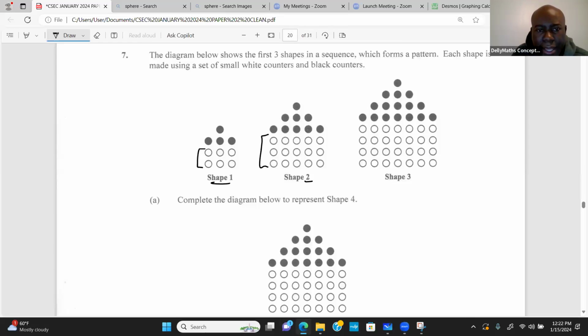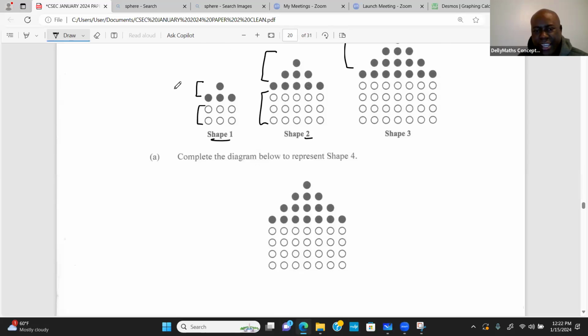That's one. Another thing, look at the blacks. Shape one, we have 2 layers of black. Shape two, 3 layers of black. Shape three, 4 layers of black. Shape four should give me 5 layers of black. So what it means then is I'm going to have more layers. This is going to be a black layer. This has to be a black layer.